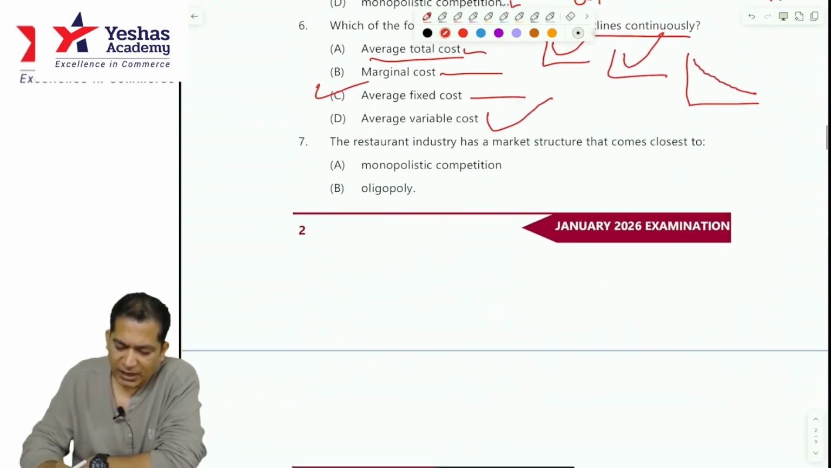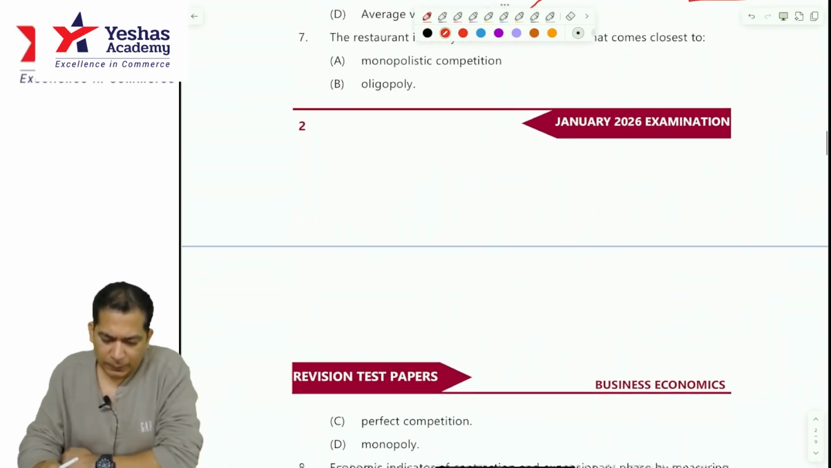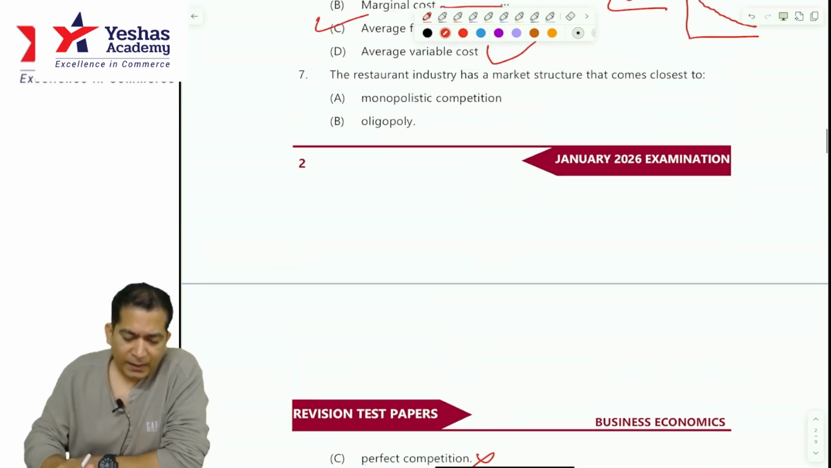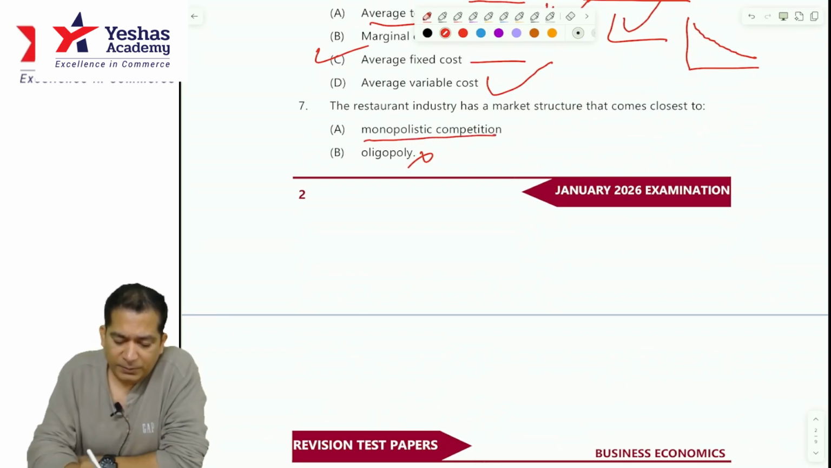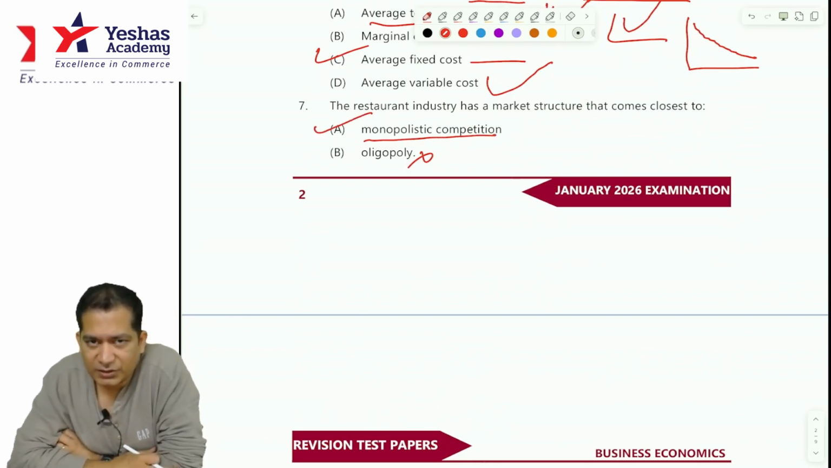Restaurant industry has a market structure that comes close to oligopoly, monopolistic. Perfect competition will not be there. Monopoly will not be there. Even oligopoly will not be there because in oligopoly there are few big firms. So it will be a monopolistic competition. And again, the answer key is given wrong here. It's been given as B.